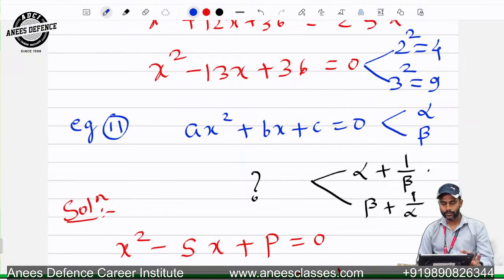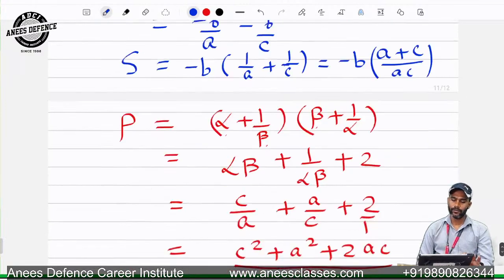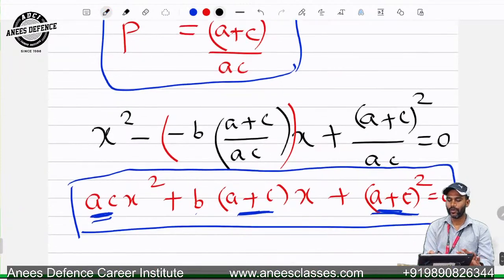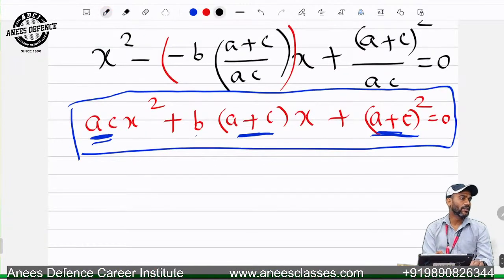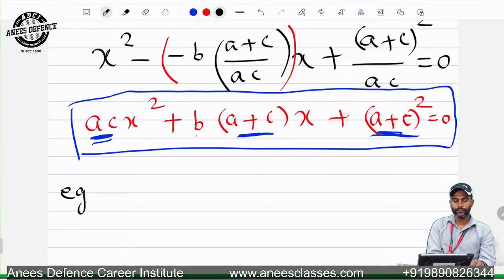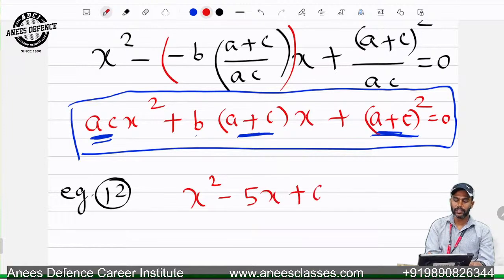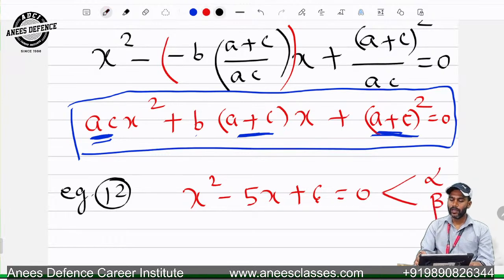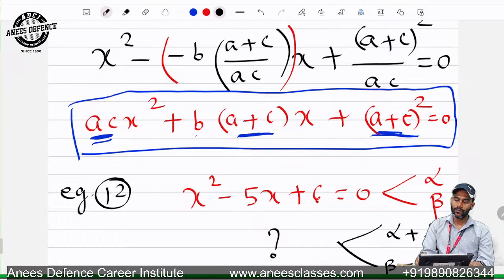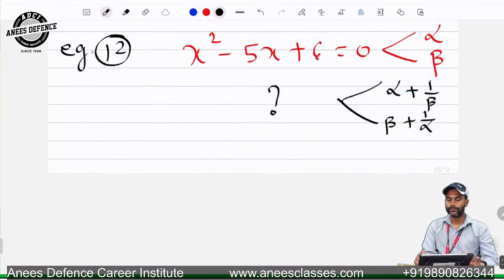Example number 12. Numerical example. That was the example only, but that is another standard result. Okay, example number 11, let us take 12. Now see, suppose we have equation x square minus 5x plus 6 is equal to 0, and roots are alpha and beta. And we are supposed to find out the equation of which roots are alpha plus 1 by beta and beta plus 1 by alpha.